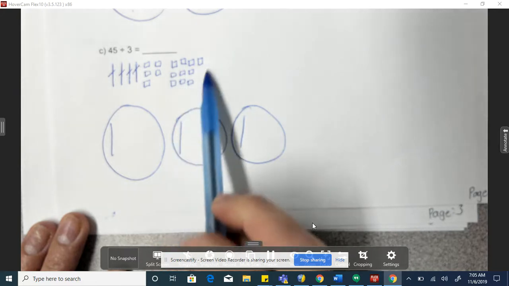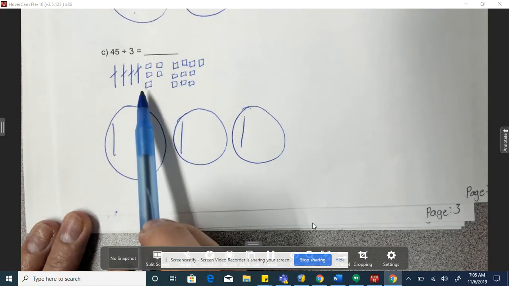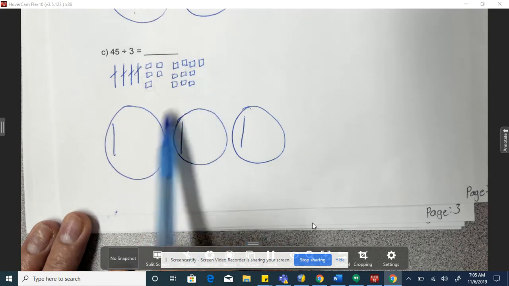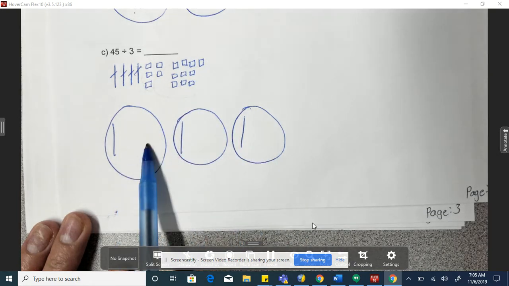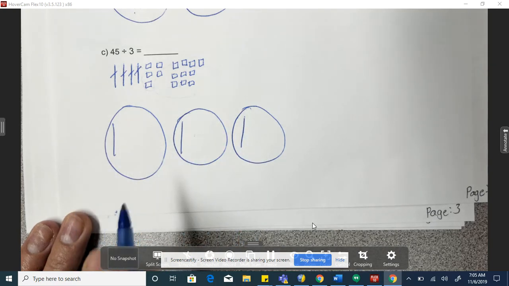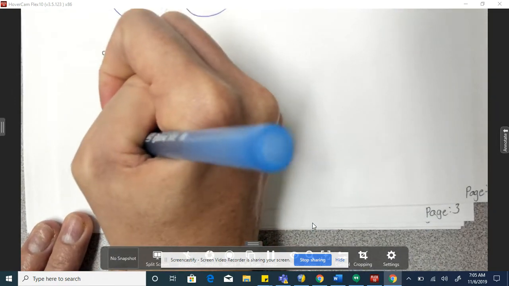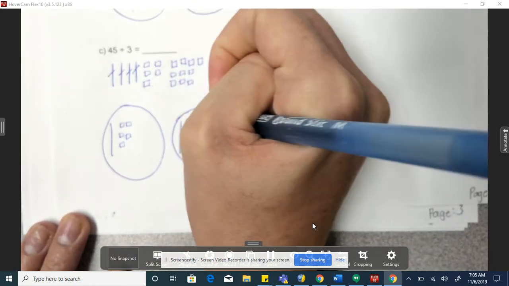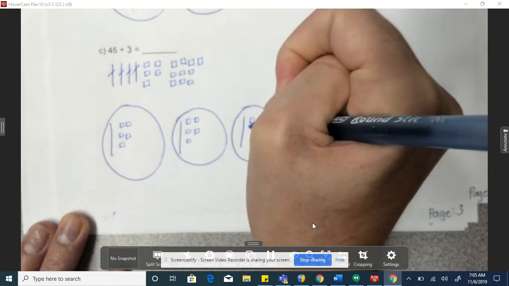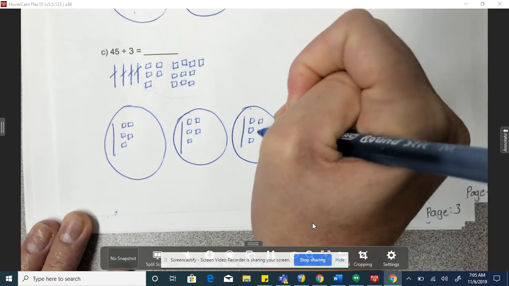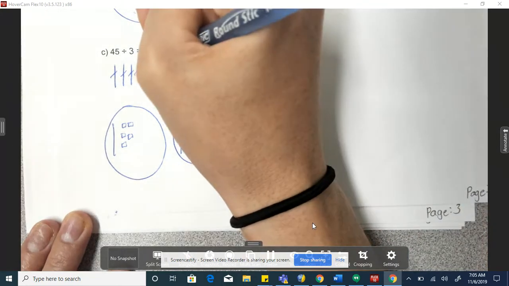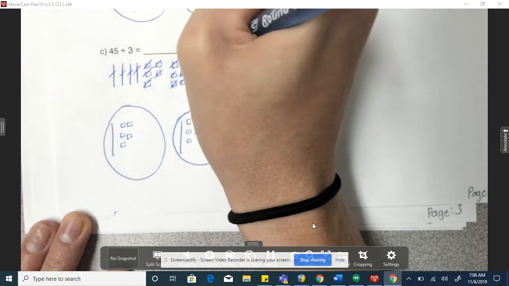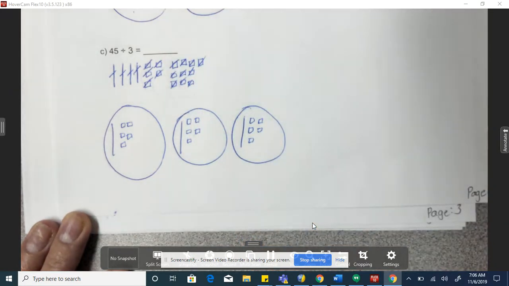So I just added these 10 ones to the 5 ones I already had. So in total, I have 15 ones. Well, I know that 15 distributed evenly into 3 groups, I think that's going to get me 5 ones in each group. I'm going to double check. I'm going to draw 5 ones in each group. I'm going to cross out the 15 ones that I just did to see if there's any left over. Nope, I got all my ones distributed.